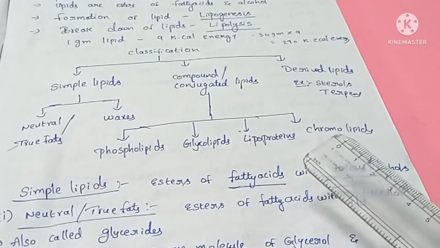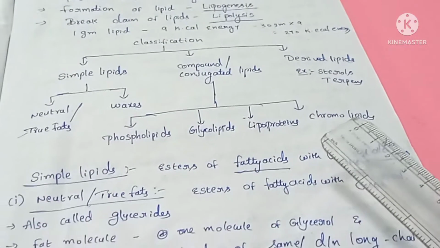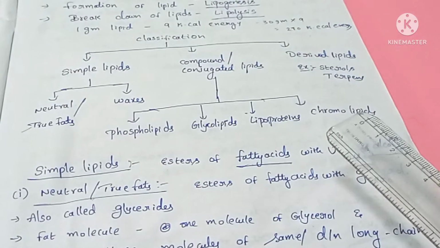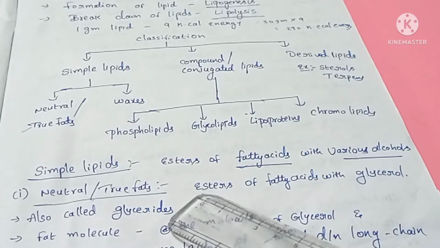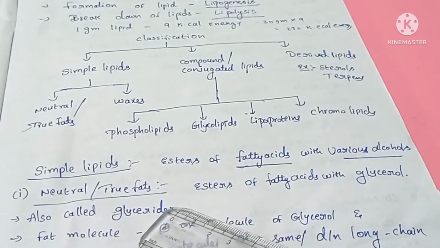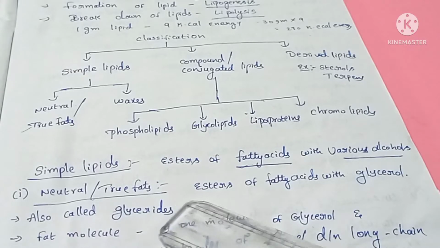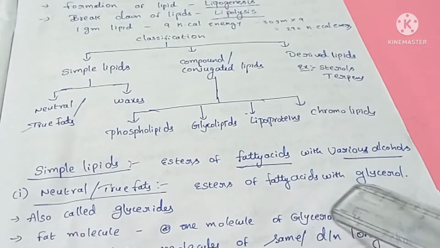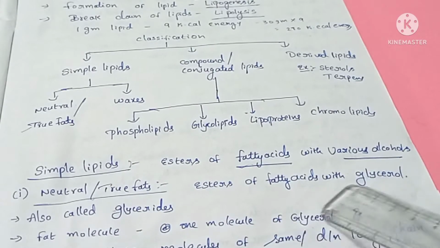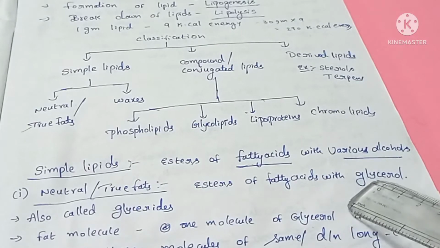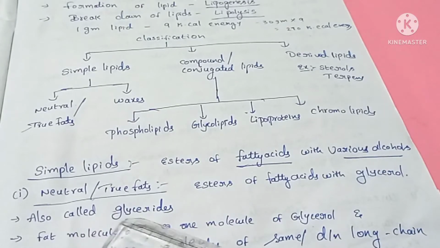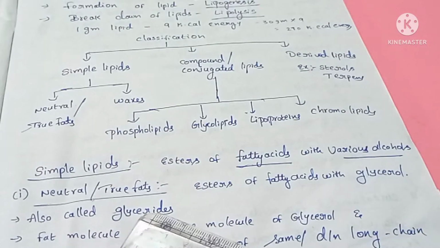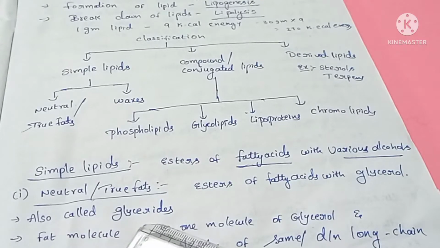Simple lipids are subdivided into neutral or true fats and waxes. The first one is neutral or true fats. What are the neutral or true fats? These are nothing but esters of fatty acid with glycerol. Fatty acid with what type of alcohol? It is glycerol. Another name of these neutral or true fats is glycerides. Glycerides are nothing but neutral or true fats.